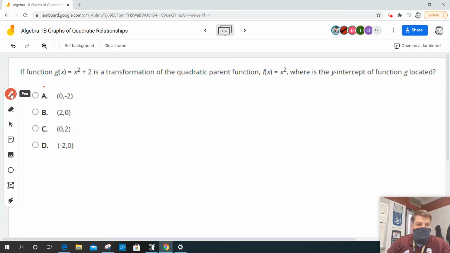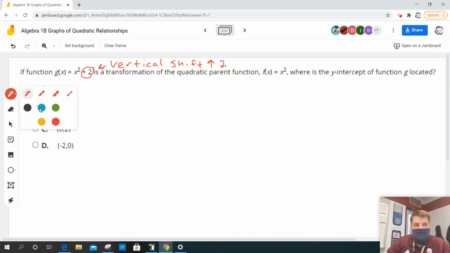Okay, so it says if the function g of x is x squared plus 2 is a transformation of the parent function f of x is x squared, where is the y-intercept? Well, here's the thing. If it's outside the parentheses, right, that's a vertical shift. And that is going to go up 2.